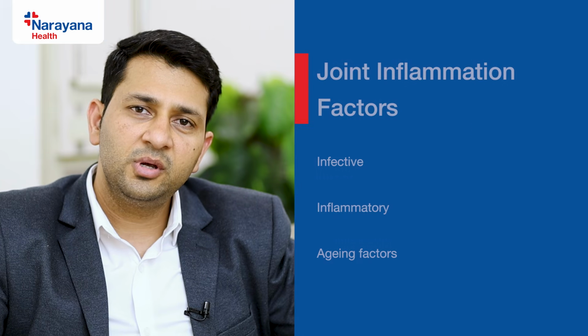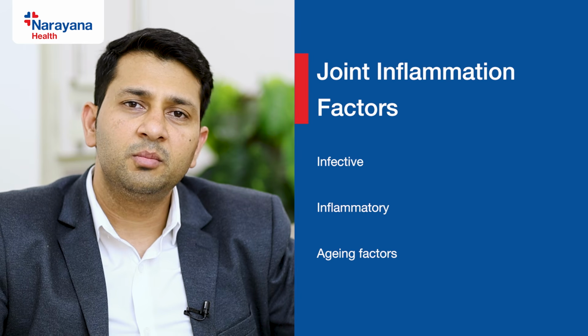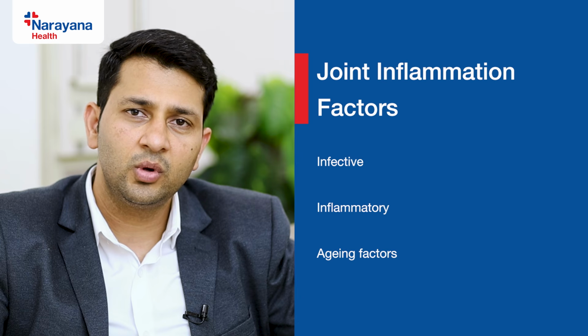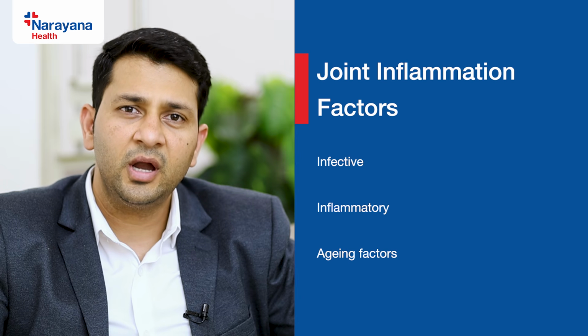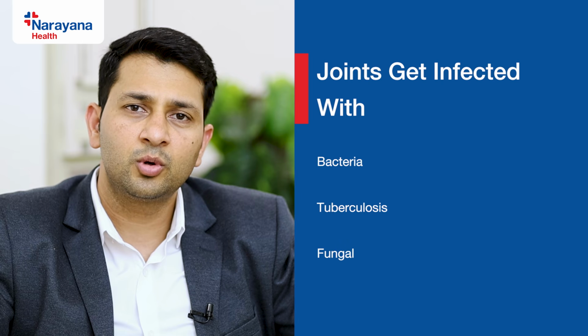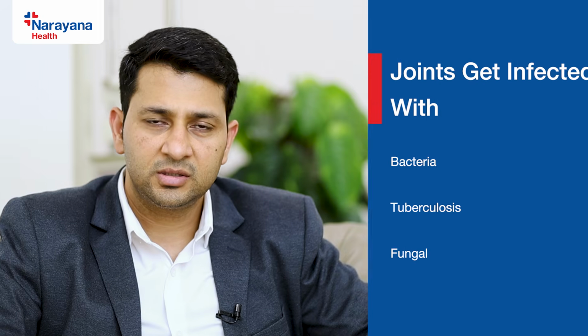What is arthritis? Arthritis means inflammation in the joint. So, joint inflammation can happen due to many factors. They are predominantly classified into infective, inflammatory and age related. Infective means the joint gets infected with bacteria or tuberculosis or fungal, leading to arthritis.